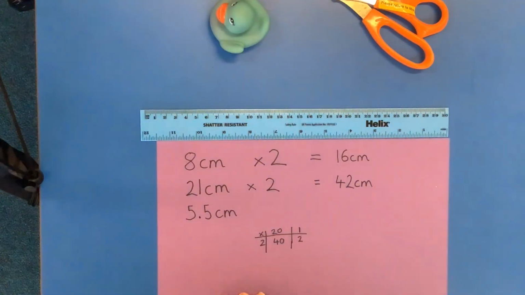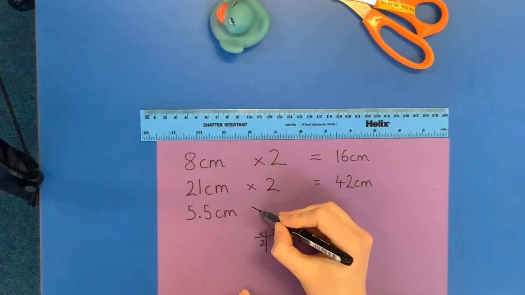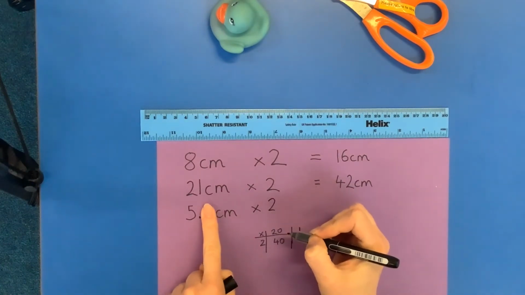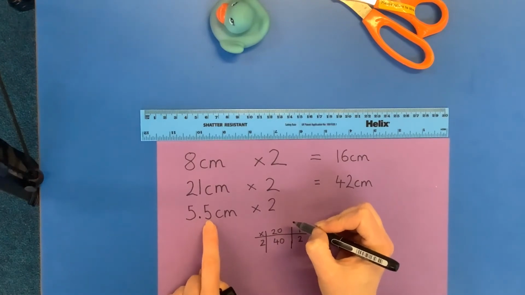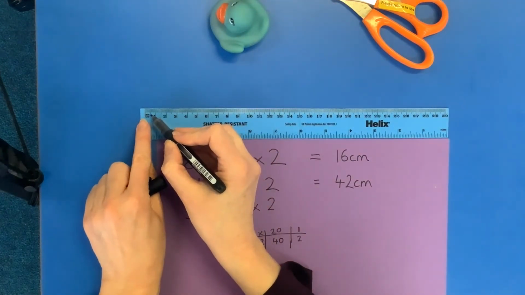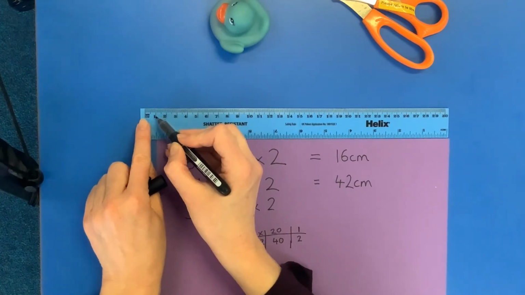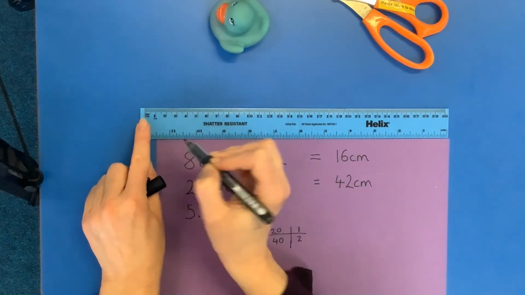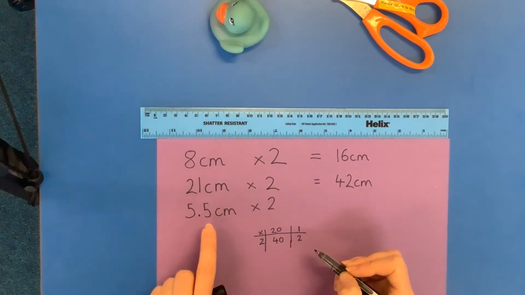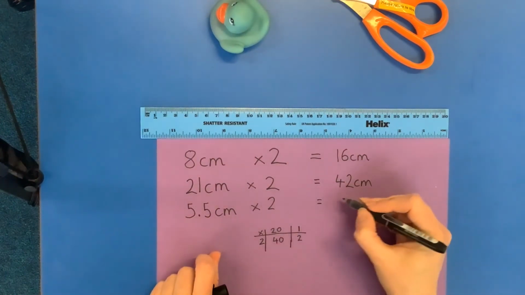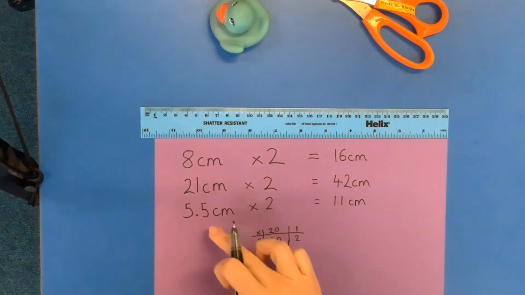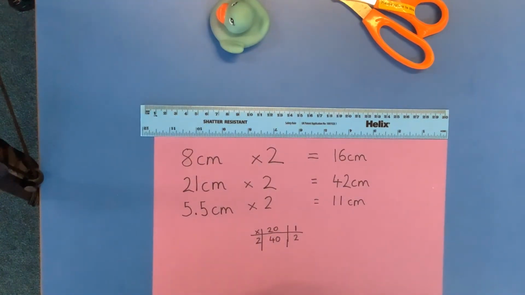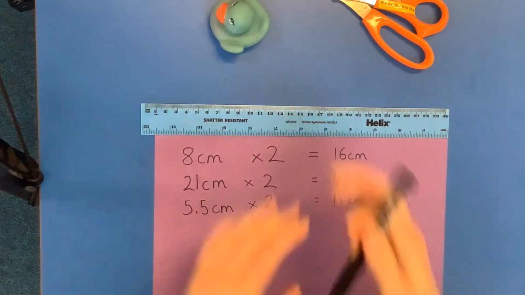Right, now 5.5 centimetres times by 2. So 5 centimetres is easy. 5 times 2 is 10, we know that. But if we've got half a centimetre and we times it by 2, what will it be? Let's have a look at our ruler. So that's half a centimetre. If I add on another half a centimetre to double it, it's 1 centimetre. So I've got 10 centimetres, add 1 centimetre, which equals 11 centimetres. Now on your sheet, I don't think you've got any halves, but I just wanted to show you how it might work. So that's the practical.